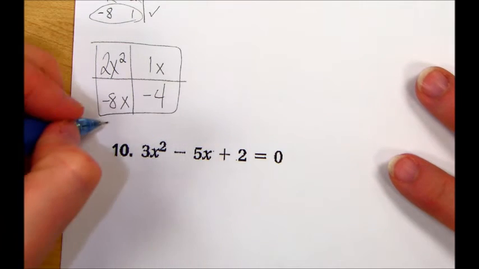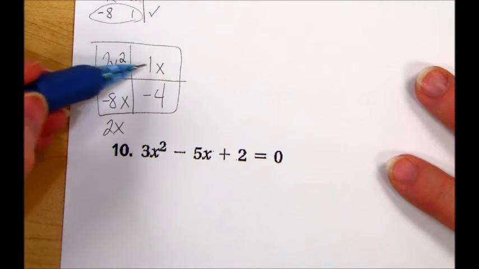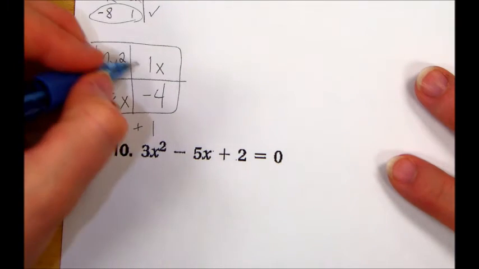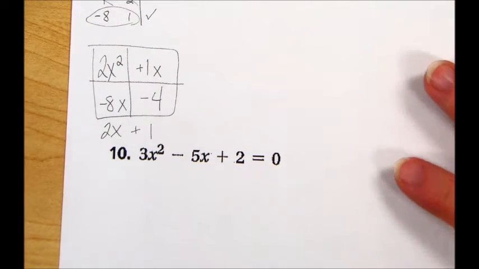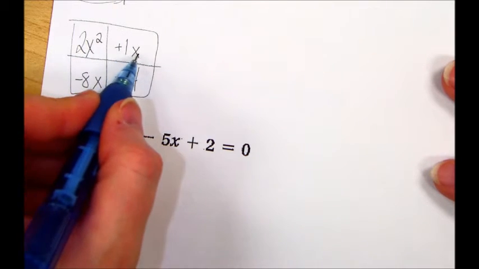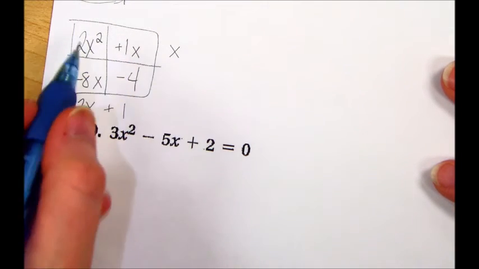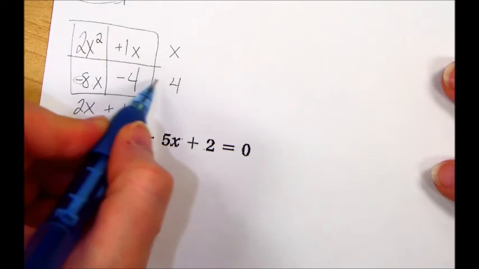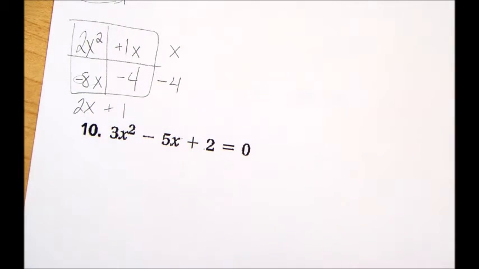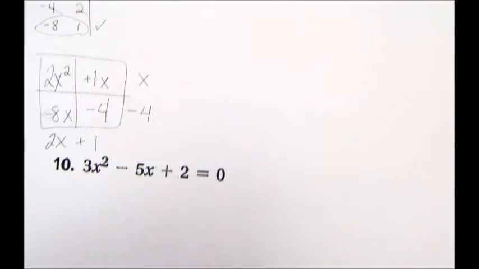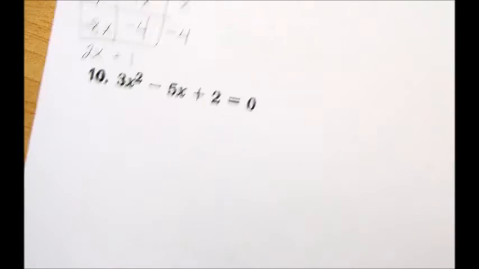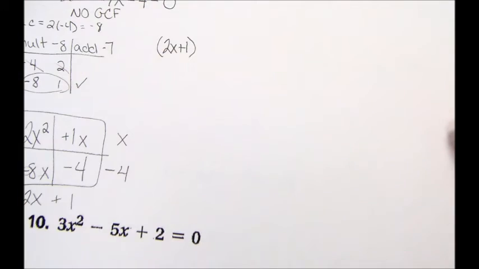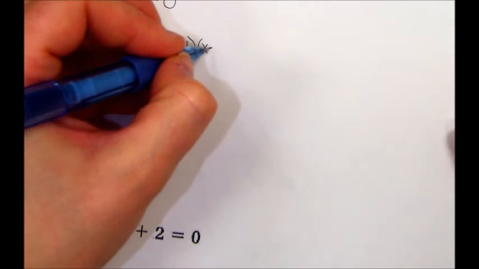Going down, you're going to pull out a 2x. Going down, the only thing that goes into this one is a +1. And I say +1 because that was a positive. Going across, I can pull out an x on the top. Going across, I can pull out a -4. Don't just pull out a 2. You got to pull out your greatest common factor. This is now factored to 2x plus 1 and x minus 4.